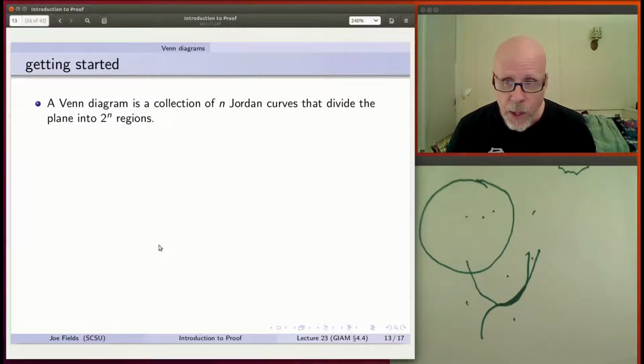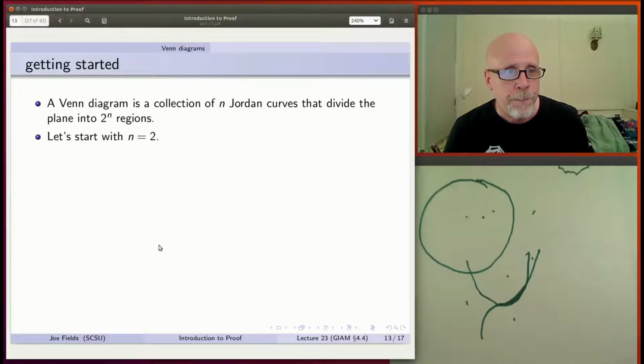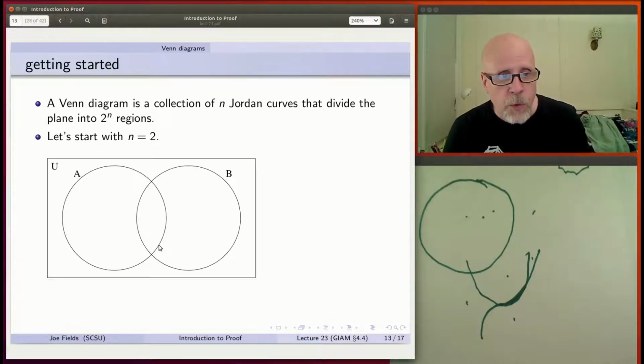So there's generally going to be many of them, although at first we'll start with just one or two. But you're going to have n Jordan curves, and if you do, they will divide the plane into 2 to the n regions. If they don't divide the plane into 2 to the n regions, you don't really have a Venn diagram. Or to be more accurate, you don't have a Venn diagram in what's known as general position. So we're really interested in the general position Venn diagrams where all the possible intersections of the sets involved are displayed for us. So here's the n equals 2 version.